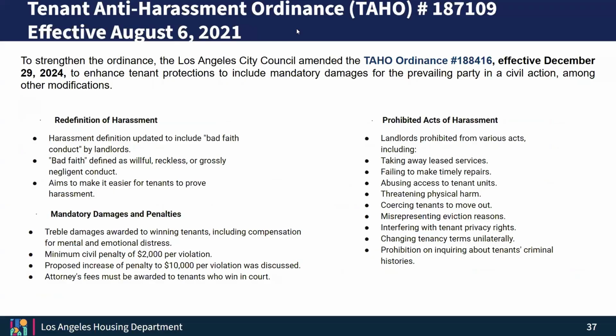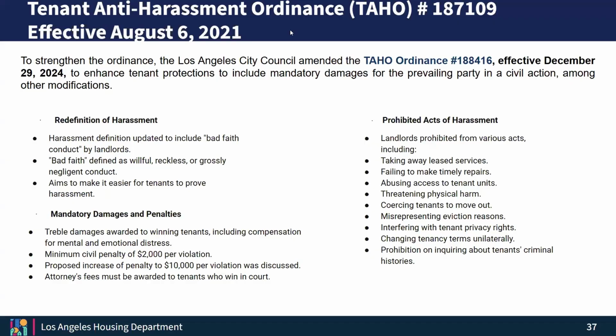Redefinition of harassment: the definition was updated to include bad faith conduct by landlords. Bad faith is defined as willful, reckless, or grossly negligent conduct, which aims to make it easier for tenants to prove harassment. Mandatory damages and penalties: treble damage awards to winning tenants, including compensation for mental and emotional distress, and a minimum civil penalty of $2,000 per violation. A proposed increase of the penalty to $10,000 per violation was discussed. Attorney fees must be awarded to tenants who win in court.